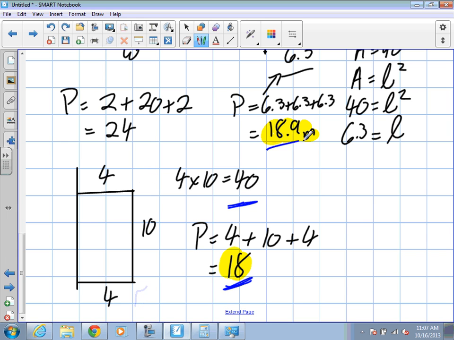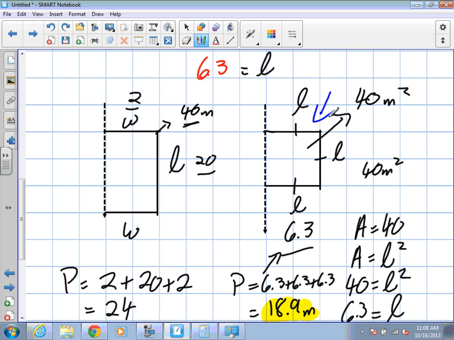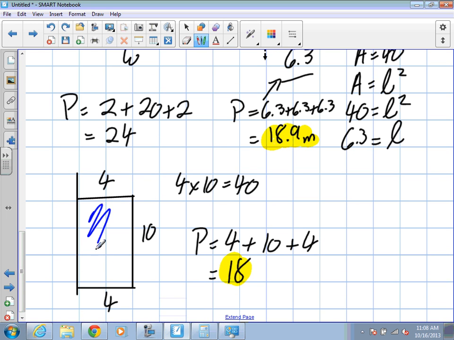So if I had to pay money for fencing and I made all the sides the same, it would have cost me more in this case, right? Because this only enclosed 40. This one also enclosed 40, but would have been cheaper. I used less fencing. So there's actually a very specific ratio.